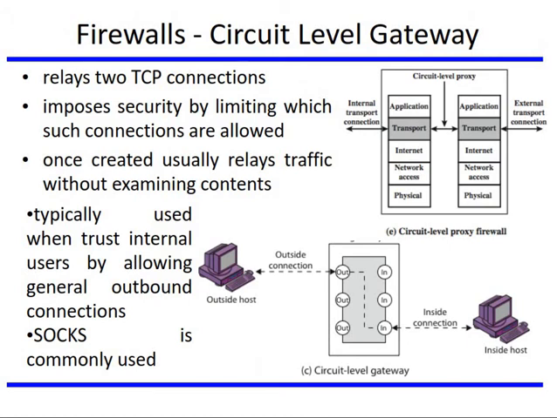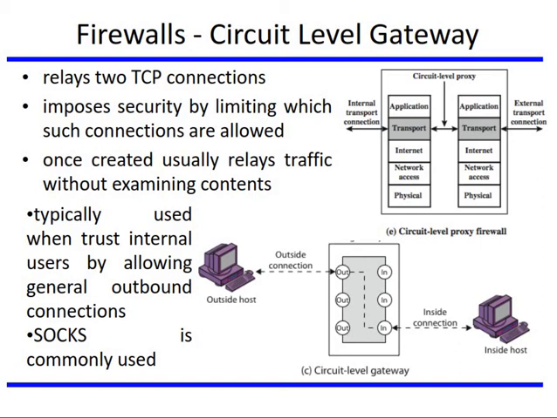Here, we have to rely on two TCP connections. This can be a standalone system or it can be a specialized function performed by an application level gateway for certain applications. A circuit level gateway does not permit an end-to-end TCP connection. Rather, the gateway sets up two TCP connections, one between itself and the TCP user on an inner host, and the other between itself and the TCP user on an outside host. So there are two TCP connections established here. Once the two connections are established, the gateway typically relays TCP segments from one connection to the other without examining the contents. So the security function consists of determining which connections will be allowed and which will not be allowed.